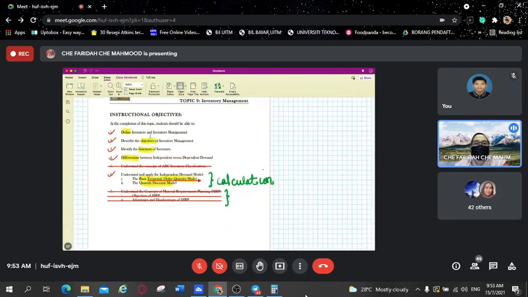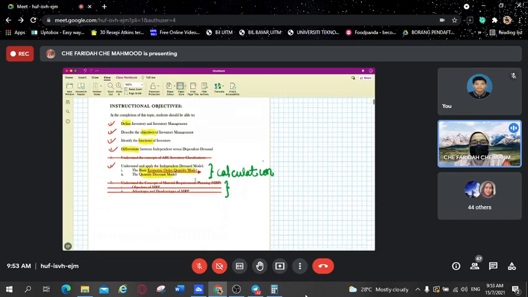So for definitions, kita dah belajar on definitions and then the objective, right? You have learned that, and then on the functions. And then I did actually differentiate between independent and dependent demand. And then we are going to take a look at this calculation. For diploma, they learn two things. They learn quantity discount and they learn basic economic order quantity. But you guys only learn one, basic economic order quantity, basic EOQ.